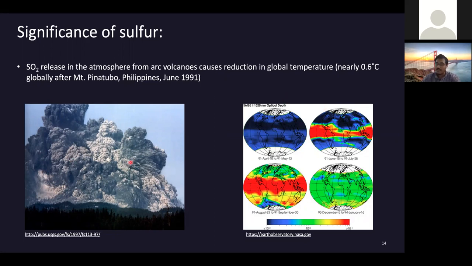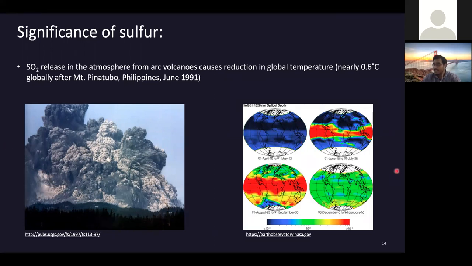The figure on the left shows us a volcanic cloud after an eruption. The figure on the right shows us the stratospheric aerosol content, which is color coded. The color blue shows us when there is low aerosol content, and the color red shows us where there is high aerosol content. We see that before the eruption, the aerosol content was low. Just after the eruption in the equatorial region, the aerosol content was really high.